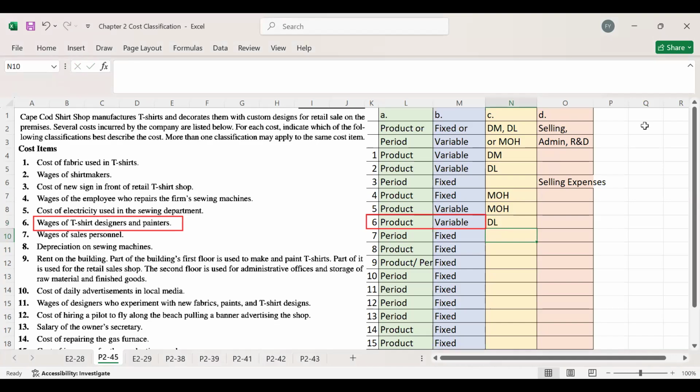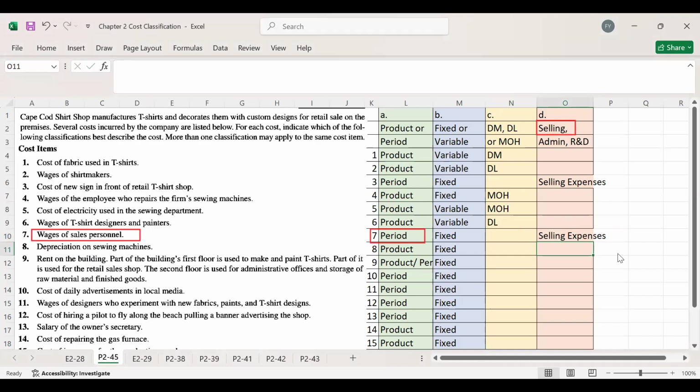The next is the wages of sales personnel. Obviously, sales personnel are part of selling and marketing activities. So here you can see these are selling expenses.